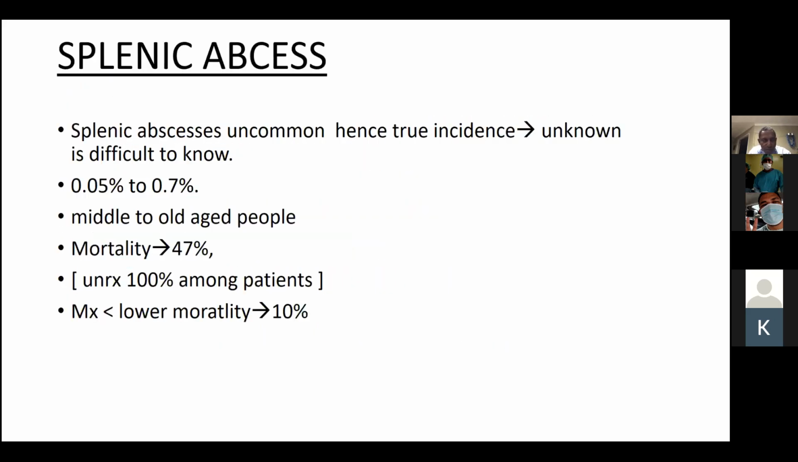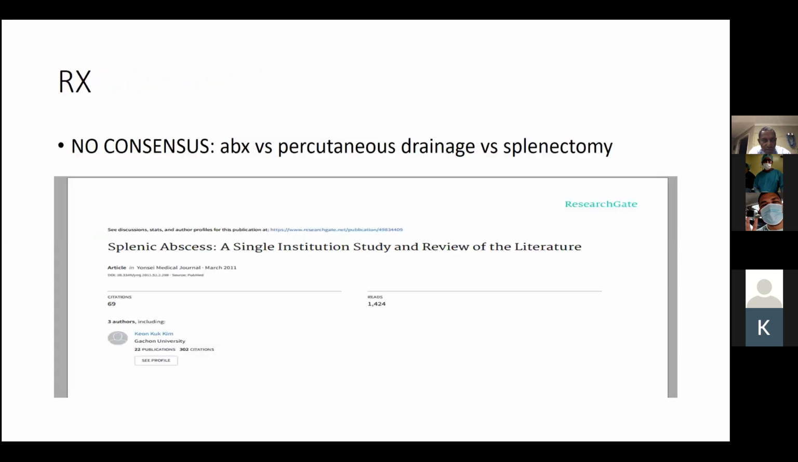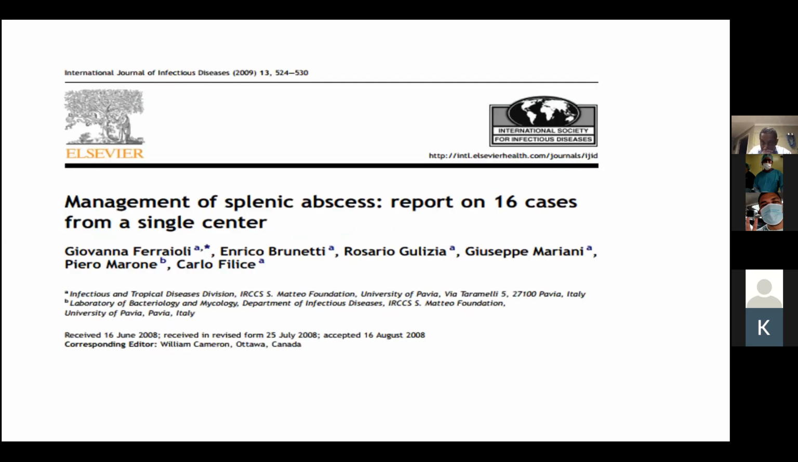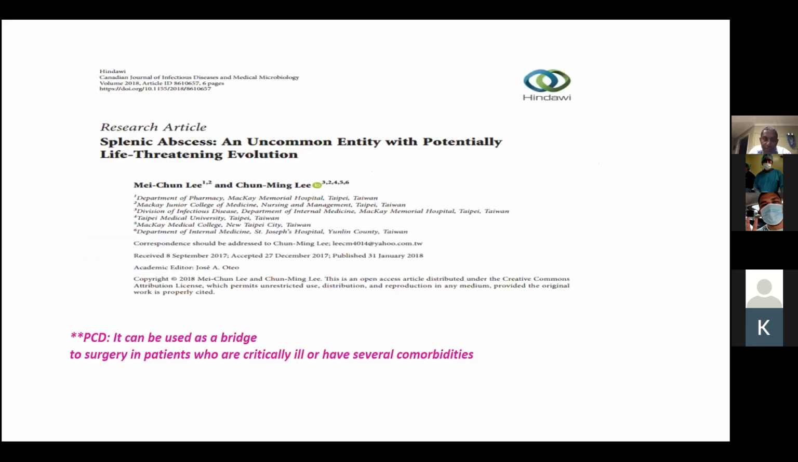So to summarize all that, you've talked about the anatomy of the spleen, the various blood supply, the functions, and splenic abscess. Summarize all that.